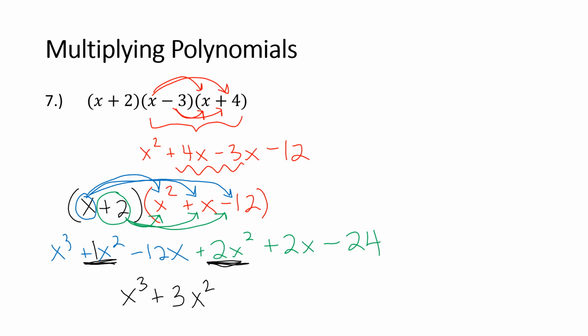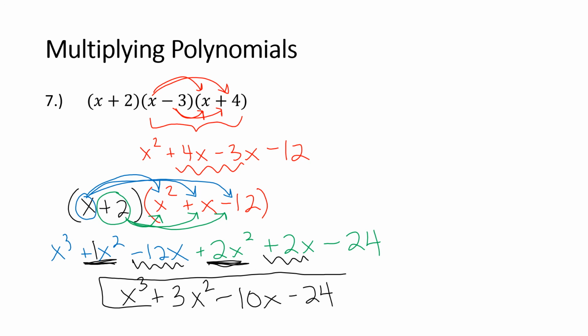Then we're going to combine the x's. I see a negative 12x plus 2x. Negative 12 plus 2 is negative 10. So this is going to be minus 10x. And at the very end, I'm going to bring down that constant minus 24. And that is my final answer.